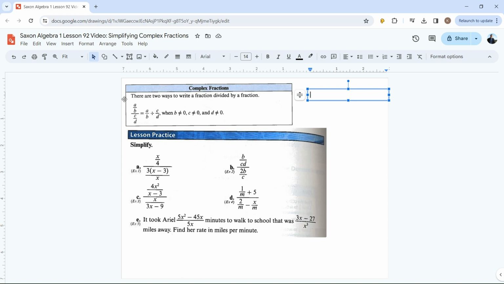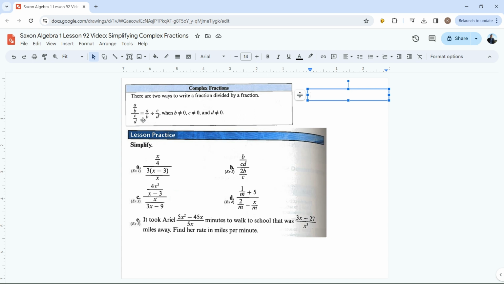Because you know what? The fraction bar is just a symbol indicating a division. So all we're doing is actually dividing two fractions by each other. A over B over C over D can be rewritten as A over B divided by C over D. And you know how to deal with this. We just use keep, change, flip, where it's A over B times D over C, the reciprocal of the second fraction. And that's how we're going to solve all of these.